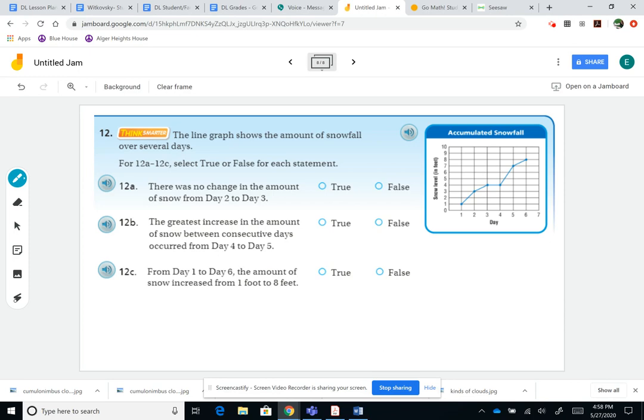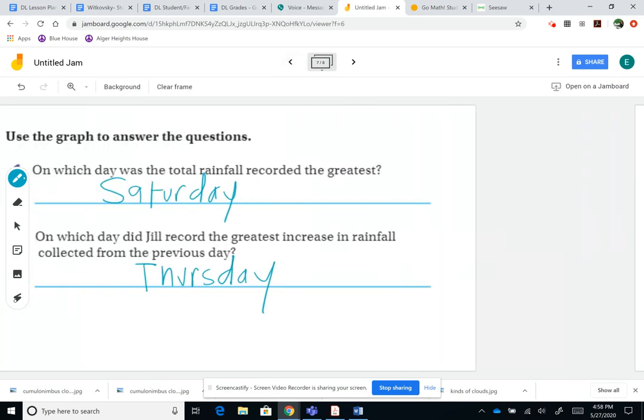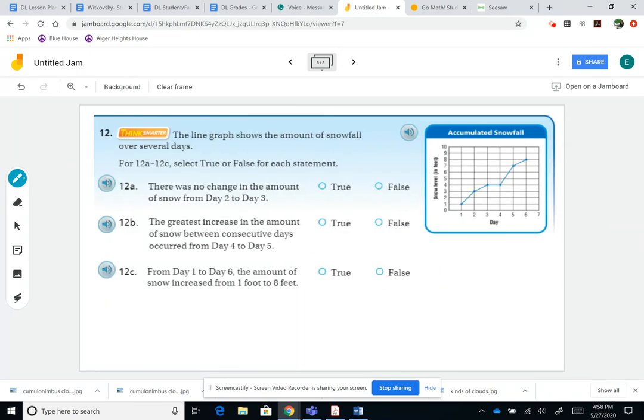All right, let's look at these last 3. I know the next number wasn't 12. It went from 1, 2 to 12, but I really liked this true and false one, so I wanted to go over this with you. So if you look at the accumulated snowfall chart on the right there, we're going to be using that to answer questions 12A, B, and C.